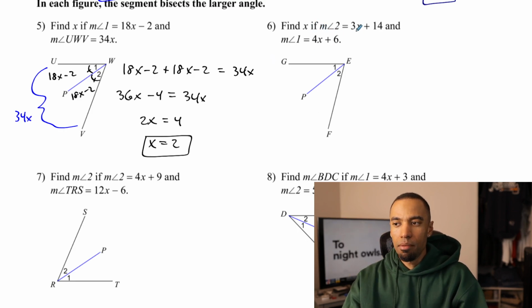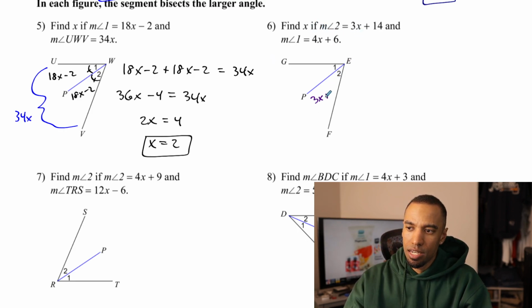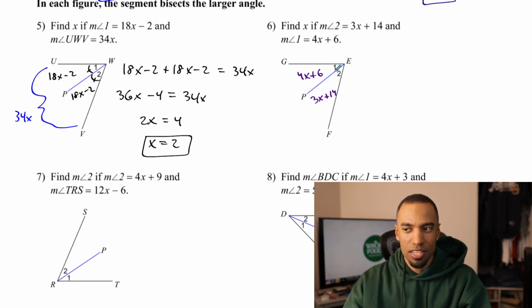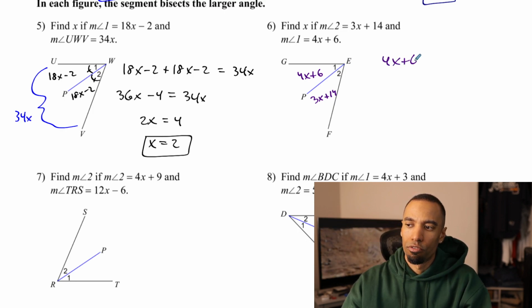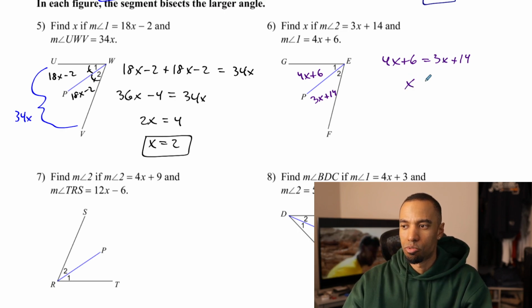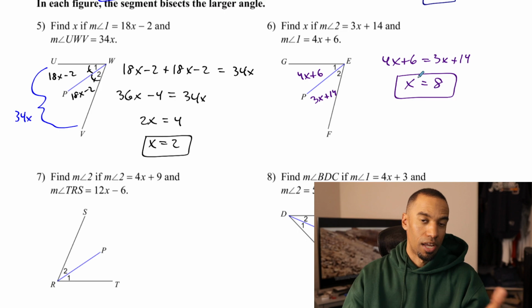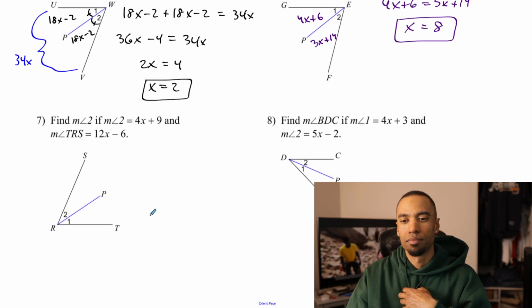Find x once again. Measure of angle 2 is 3x plus 14. Measure of angle 1 is 4x plus 6. I'd argue this problem's easier. These are just set equal to each other. This is a bisector after all. So 4x plus 6 equals 3x plus 14. Very much easier. I subtract 3x. I subtract 6. I get x equals 8. I'm done. I'm moving forward.